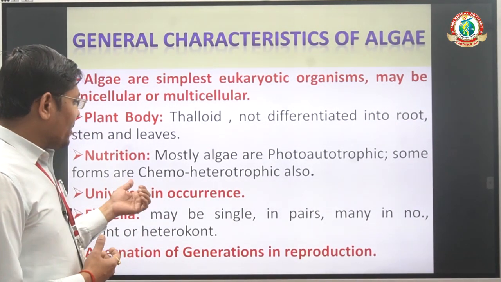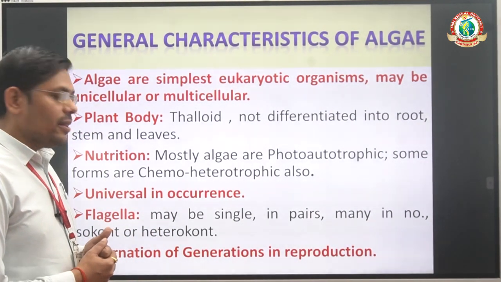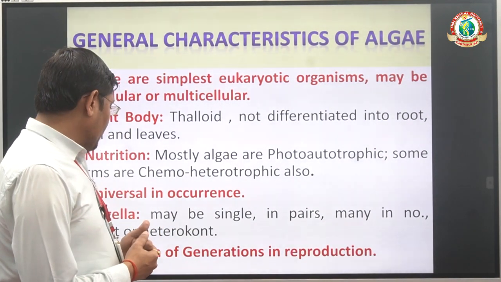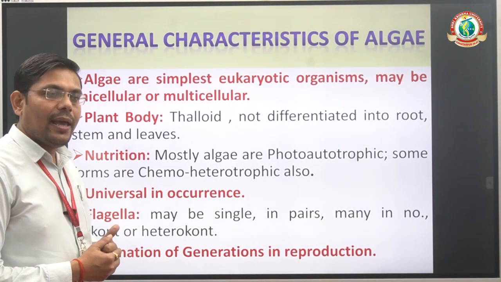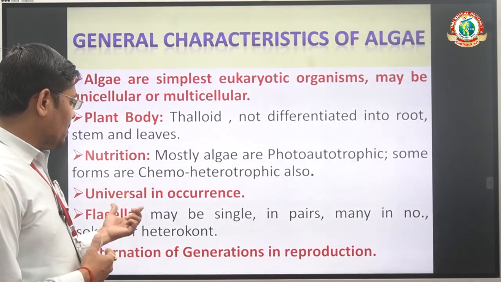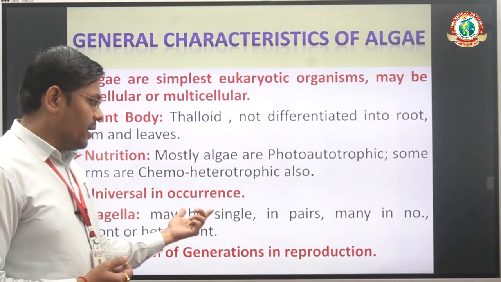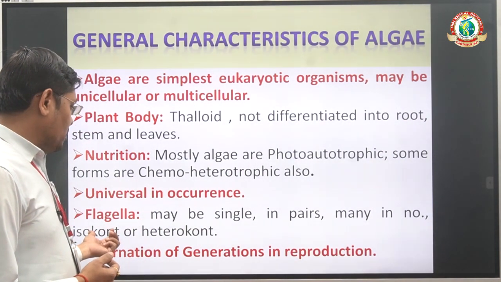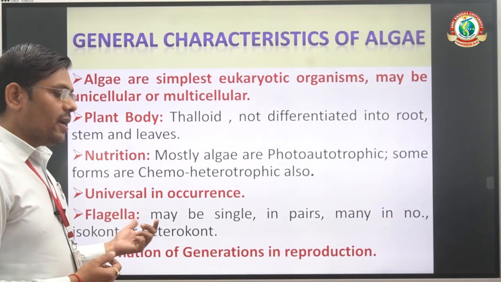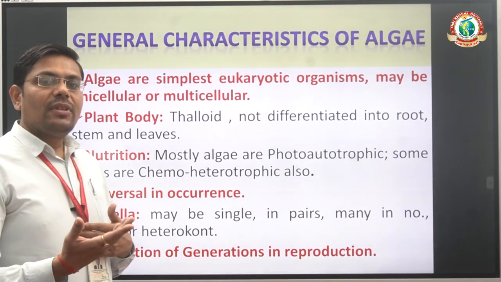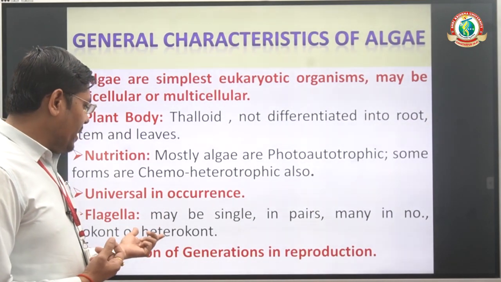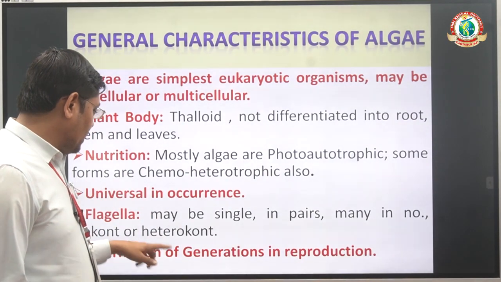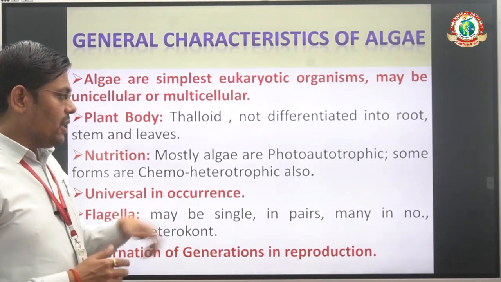And occurrence: what is the occurrence of algae? They are generally universal in nature. They are found everywhere on the earth. If we see the structure of algae, in some algae flagella are present. They may be single or in pairs, and the number may be different. They may be isocont or heterocont. Isocont means the length of the flagella is the same, while heterocont means the length of the flagella is different.